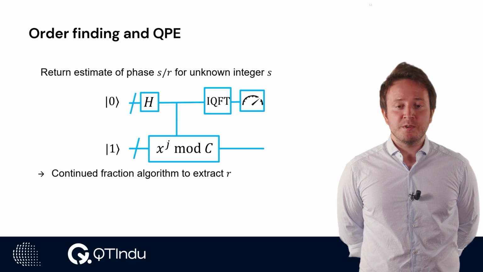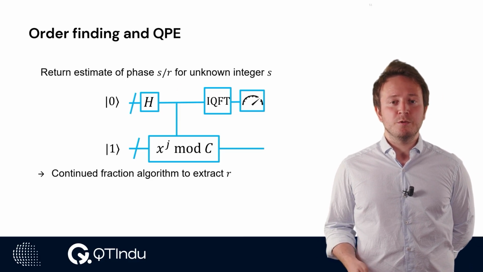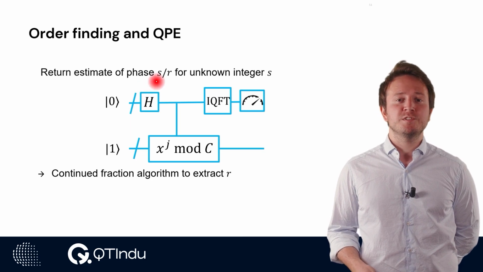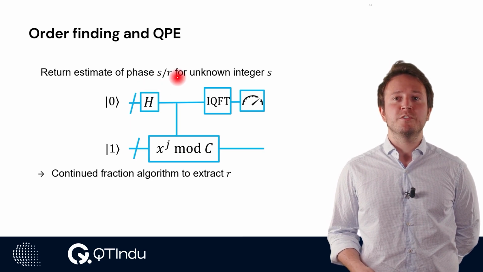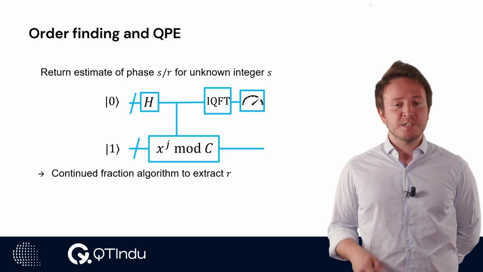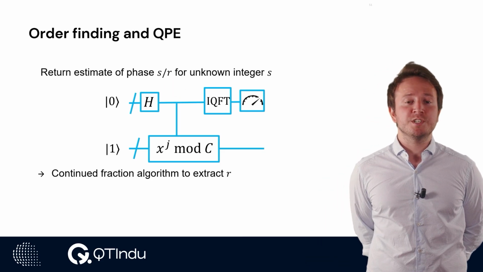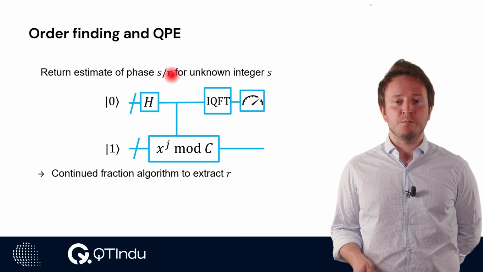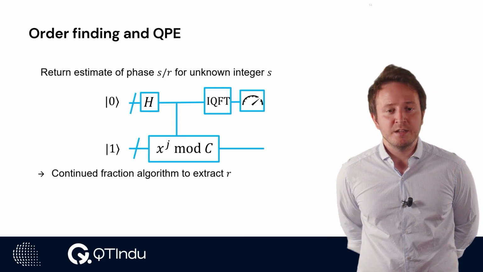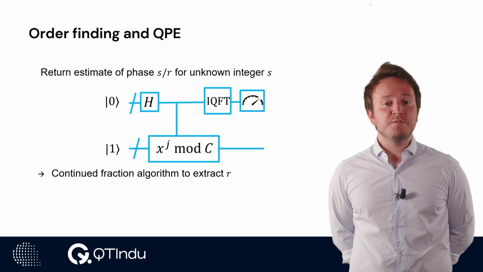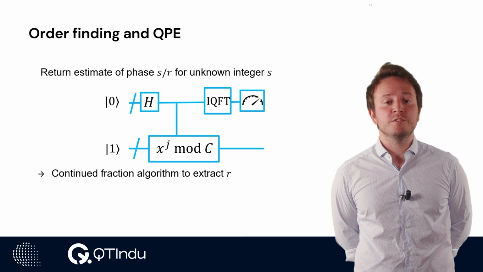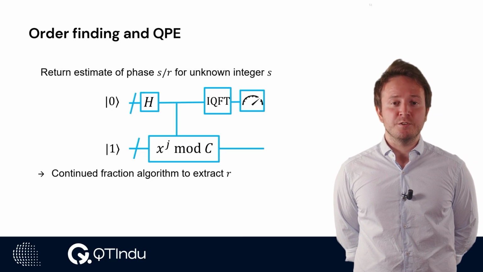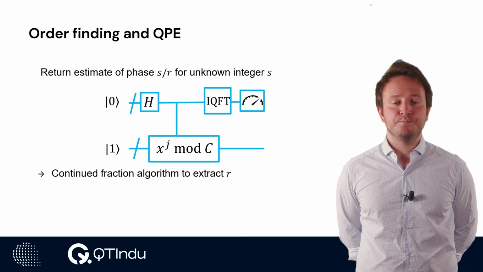Now, the main problem here is that what we have at the end is just some ratio of some unknown number and the order r that we want to find. So we still need to do a little bit of classical post-processing to extract r from this number that we find. Luckily, this can be done very efficiently by an algorithm called the continued fraction algorithm, that enables us to extract r from the ratio s over r with unknown s.